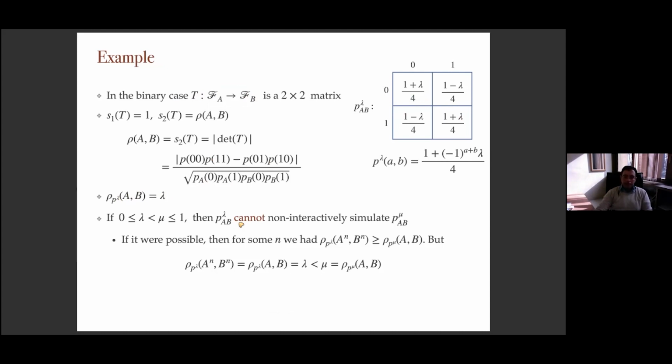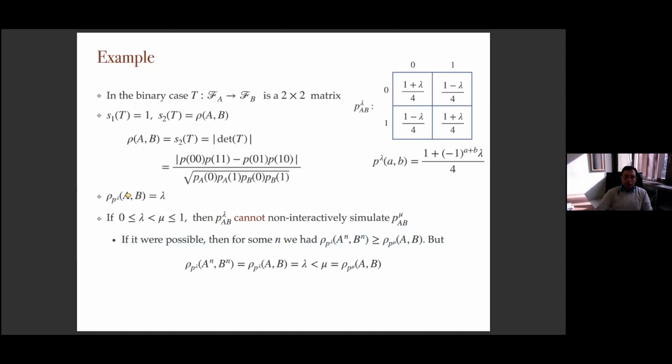Now you can solve this problem that I raised in the beginning of the talk for this distribution P lambda and P mu. Suppose lambda is less than mu, and then you have lots of copies of P lambda, the less correlated distribution. The question is, can we generate a single copy of mu?